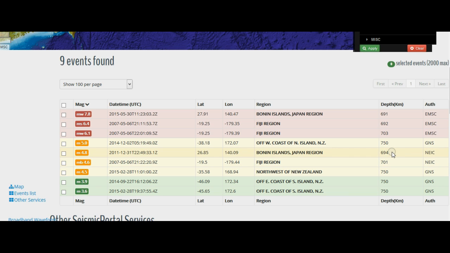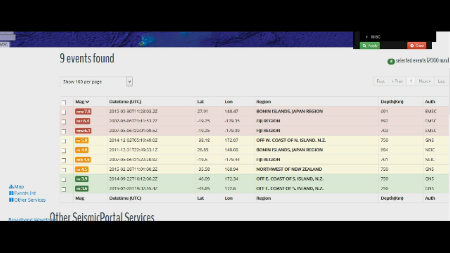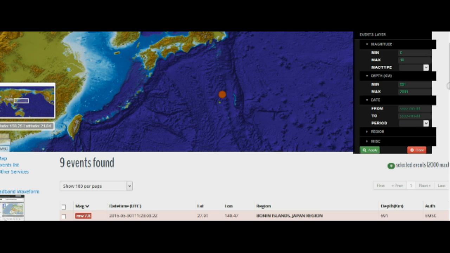And if you look, there was another Bonin Island region. And that was at a depth of 694. So slightly deeper, but much weaker. 4.8 compared to a 7.8. So here's that quake there. You can see their relative location, relative depth, but much weaker.